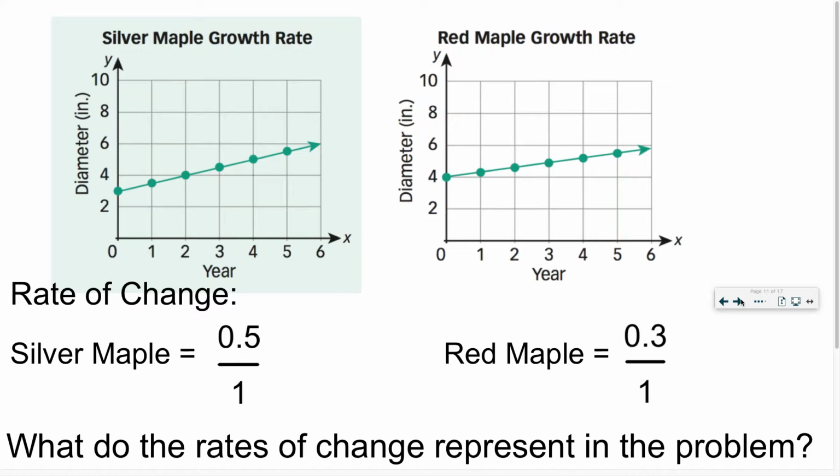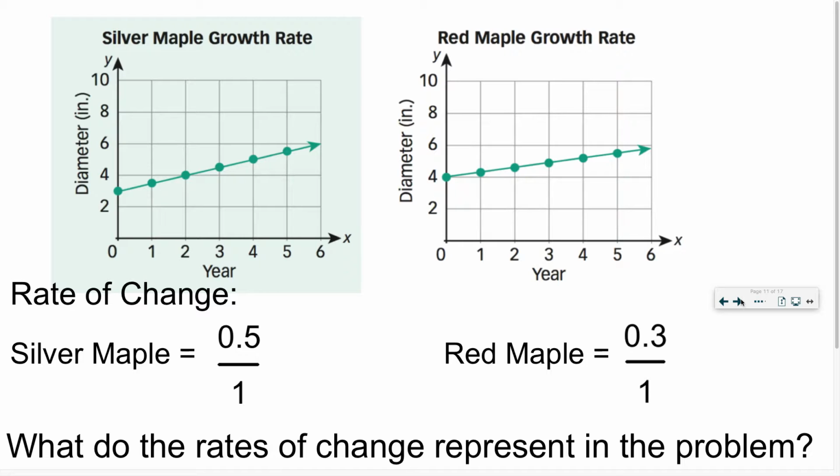So what do the rates of change represent? We have 0.5 and 0.3. What do those mean in context? Is that the slope? That is the slope. And what does it mean in terms of the trees? Be more specific. So that is the slope. But what does that mean? So like for the silver maple, what does 0.5 mean? Every year my diameter is increasing 0.5 inches.